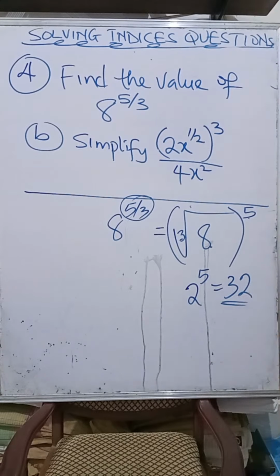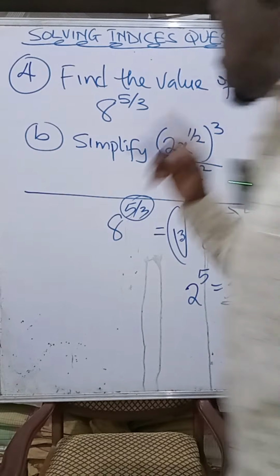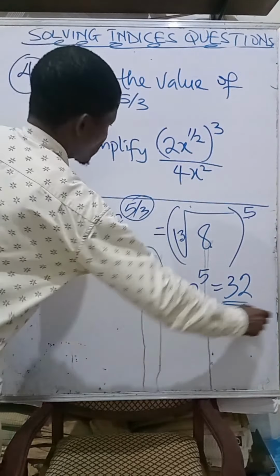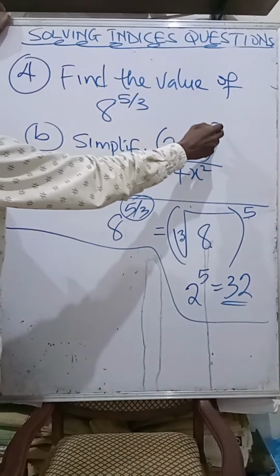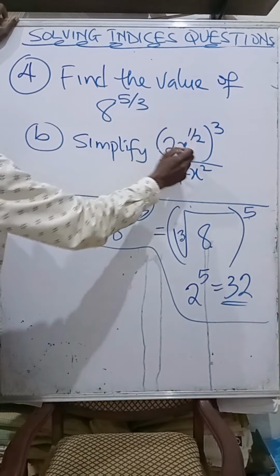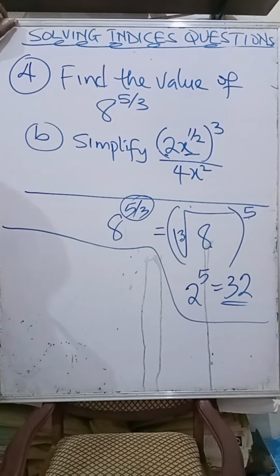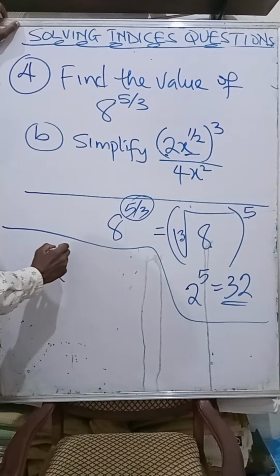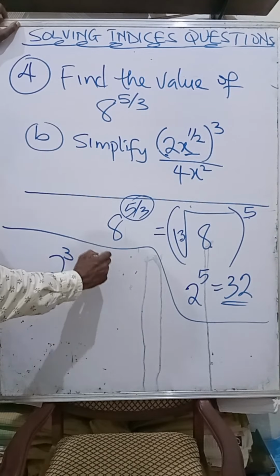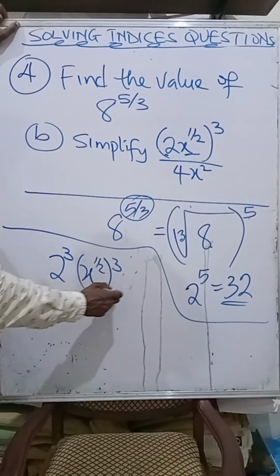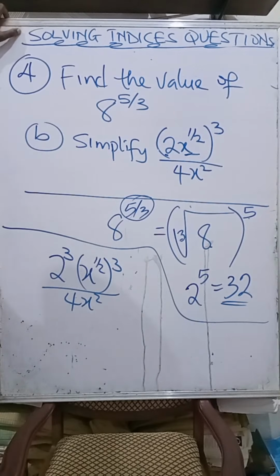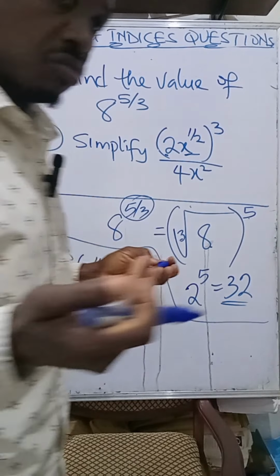Then the second one is this 3 here. We affect it: the 2 will affect this one, and that will be equal to 2 to power 3, and then x half to power what? To power 3 over 4x squared.